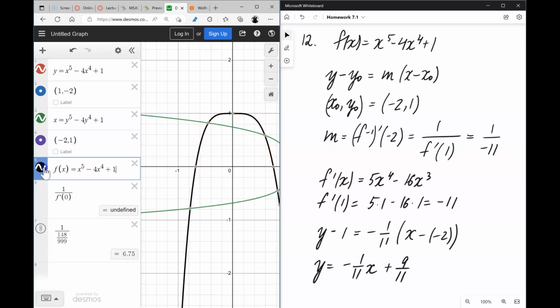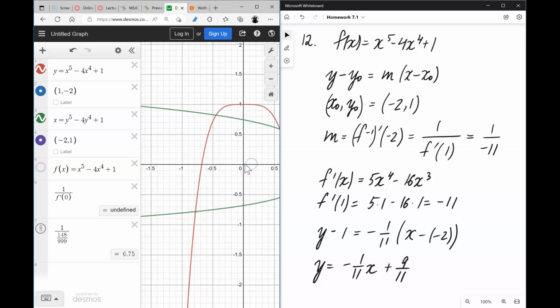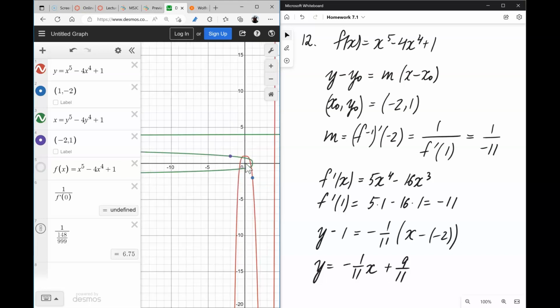This is the definition of the function. So the red is the original function. The green is its inverse relation, I guess. And we're looking for the tangent line at this purple point. So this is my -2, 1 point. And the slope here is the reciprocal evaluated at 1. So we found it correctly.